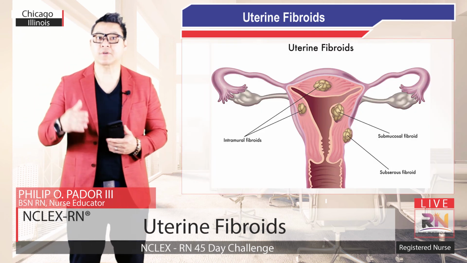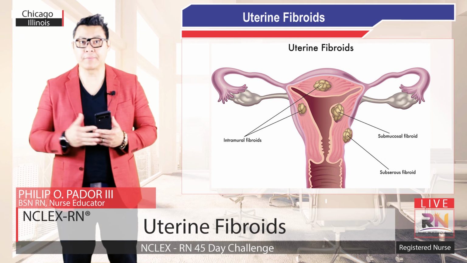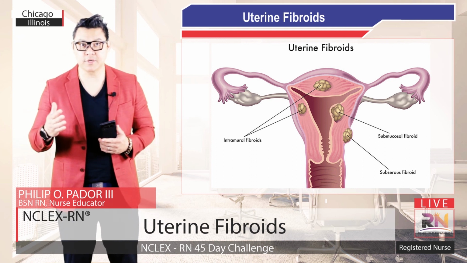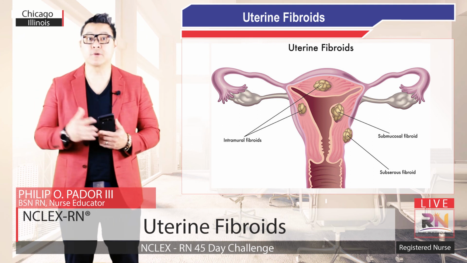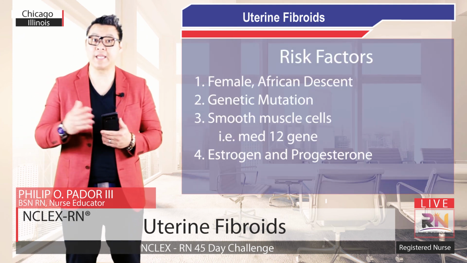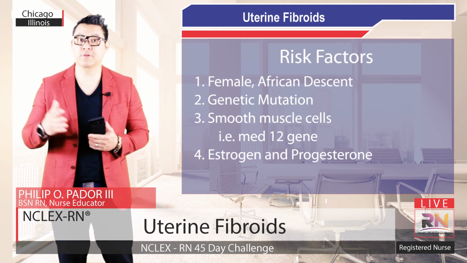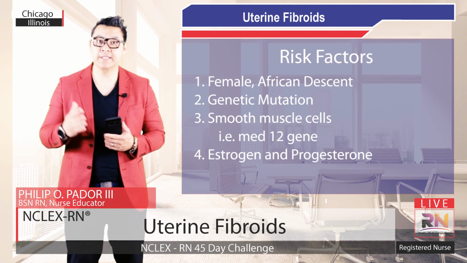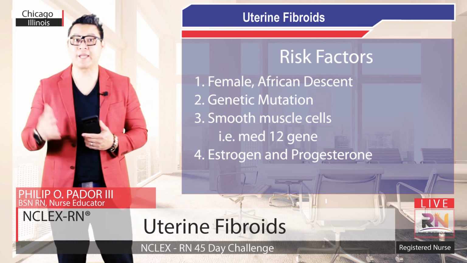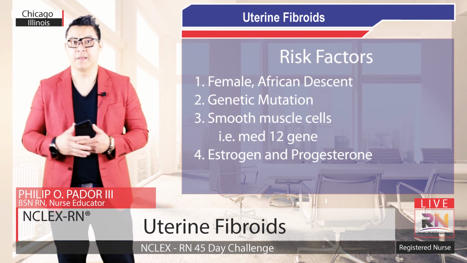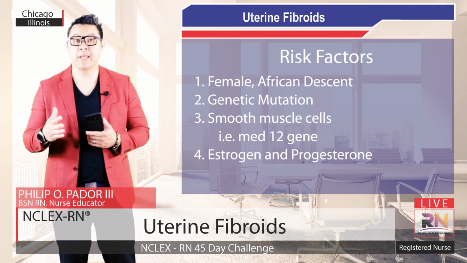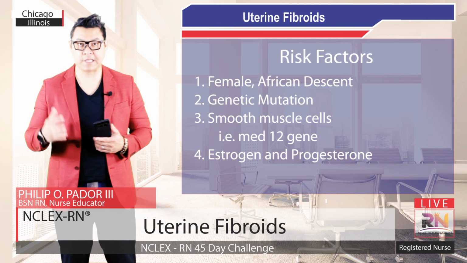Alright, just a quick recap. Uterine fibroids, or leiomyomas, are benign smooth muscle tumors of the uterus and occur most commonly in women of African descent. They are sometimes linked to genetic mutations in smooth muscle cells, like in the MED12 gene, but estrogen and progesterone can also play a role in their development. Most fibroids are asymptomatic, but some cause abnormal uterine bleeding, pain, and fertility issues.